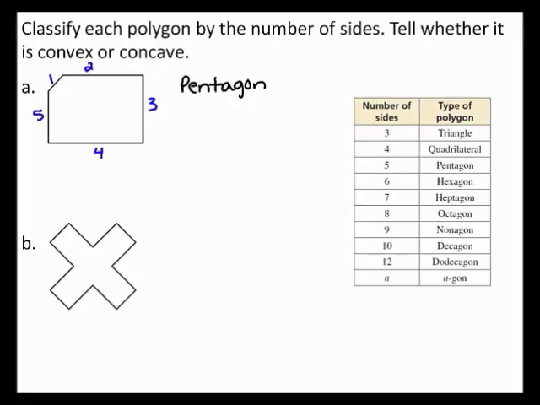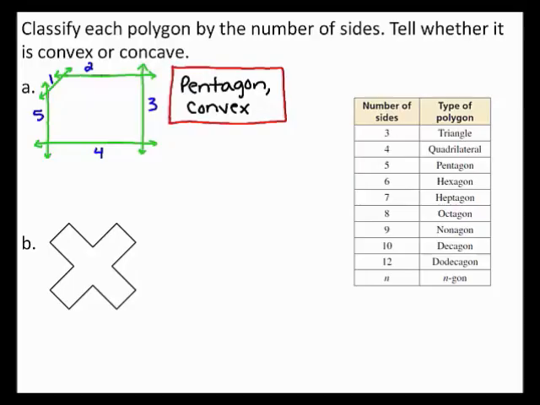Now, a polygon is convex when no line that contains a side of the polygon contains a point in the interior of the polygon. A polygon that is not convex is concave. If you draw in a line that contains a side of the polygon for each side, you find that no line contains both a side of the polygon and a point in the interior of the polygon. Therefore, this polygon is convex.